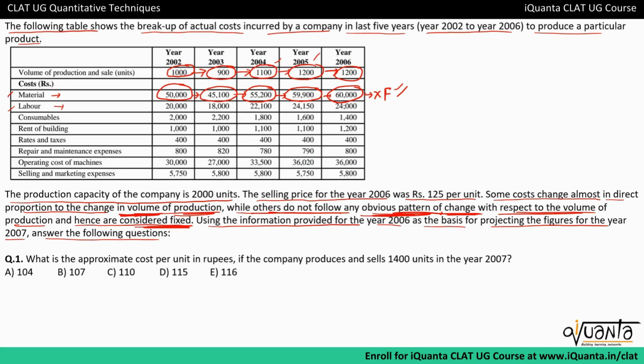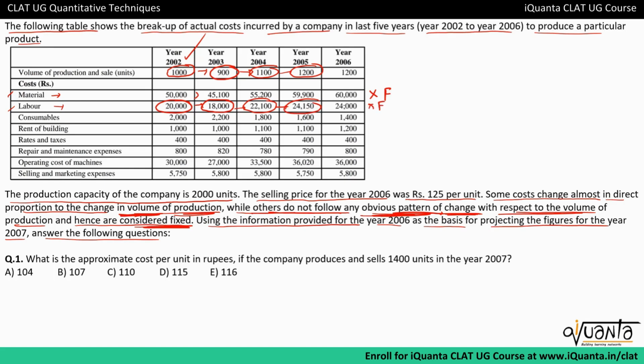For labor in year 2002, the number of units is 1000 and the cost is 20,000. Then in year 2003, the number of units has decreased, the cost has also decreased from 20,000 to 18,000. In year 2004, again the number of units increases, the cost also increases from 18,000 to 22,000. Then the number of units increases in 2005, it becomes 1200, the cost also increases to 24,000. So yes, this is also not fixed.